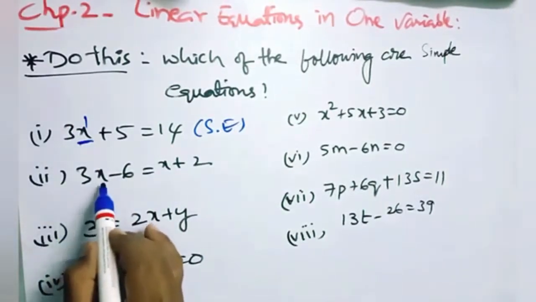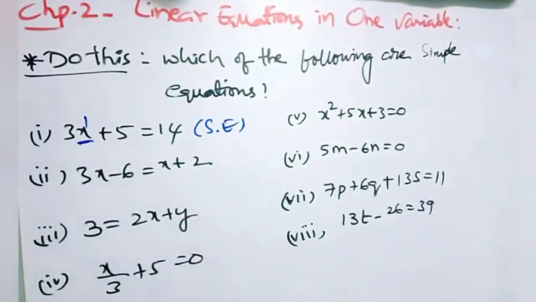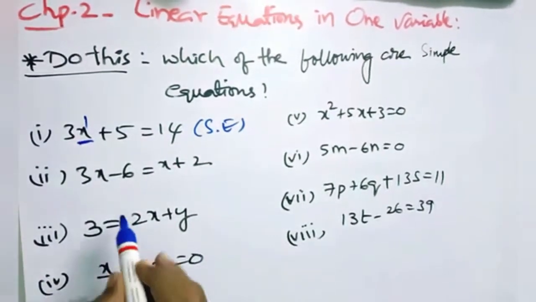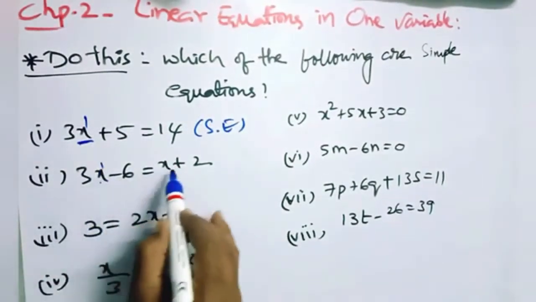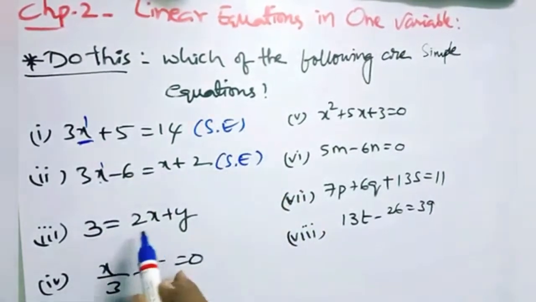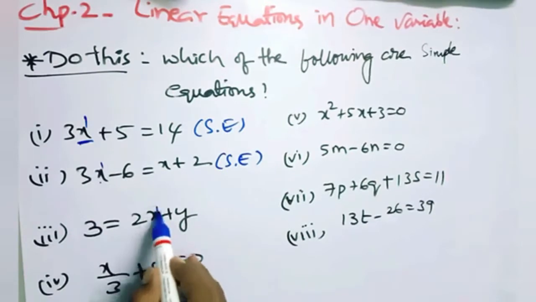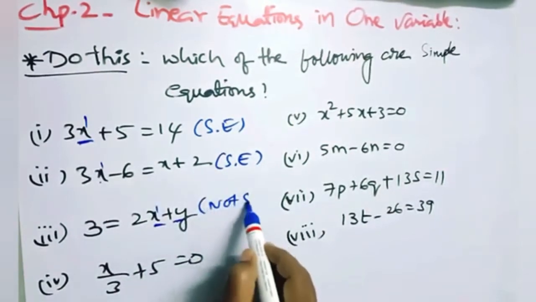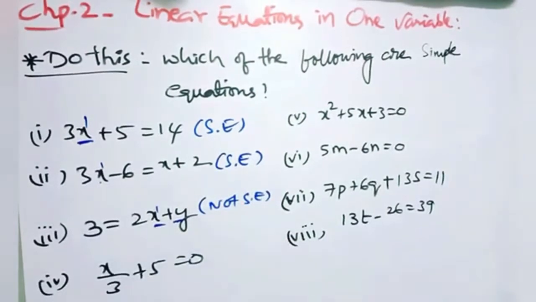The second question has total degree 1 and it has only one variable, that is x. So it is also called a simple equation. The third one is 3 is equal to x plus y. Its degree is 1, but it has two variables, so it is not a simple equation. And the fourth one is x by 3 plus 5 is equal to 0. It is a simple equation.